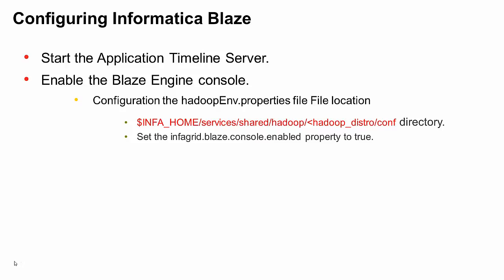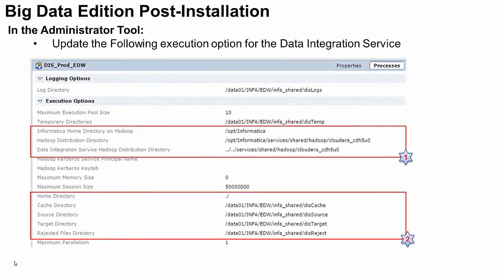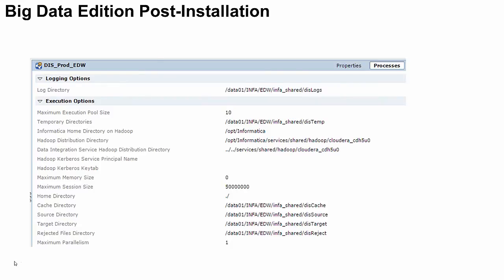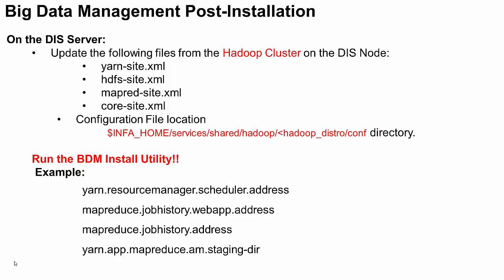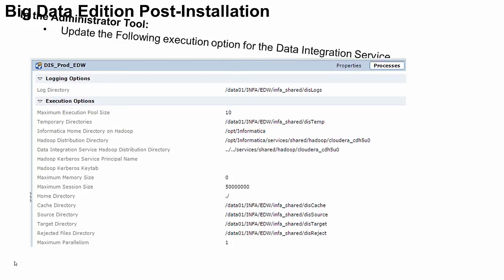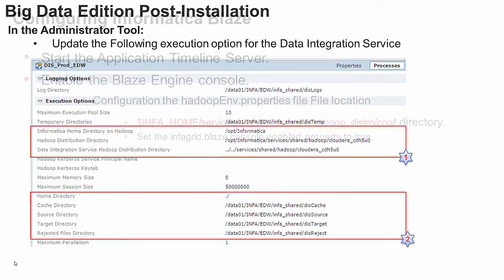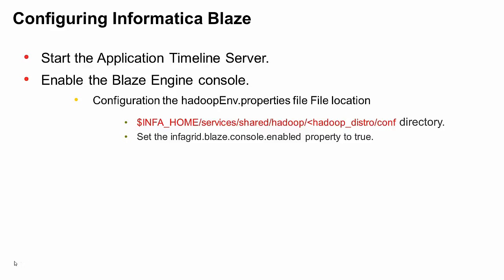Okay, so Blaze, right? What we've done so far is, if we go back a couple of slides, in the post installation, when you run this installer utility, you've configured Informatica BDM to leverage Hive on MapReduce and Hive on Tez for processing. But like I said, now we introduced Informatica Blaze. So what do you have to do to configure Informatica Blaze? Go back to the Blaze slide.